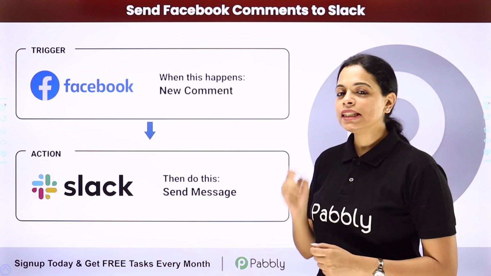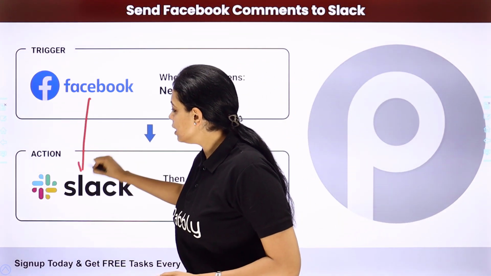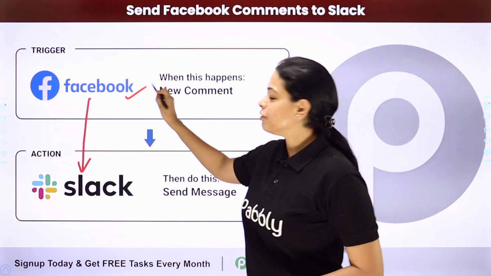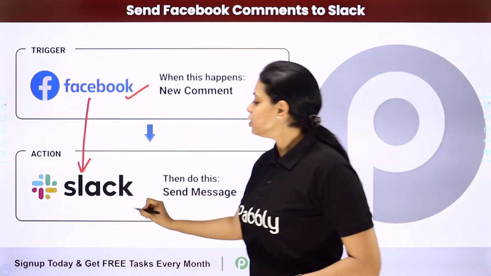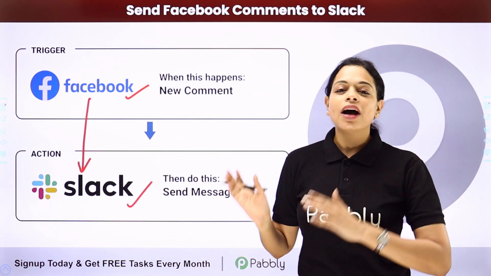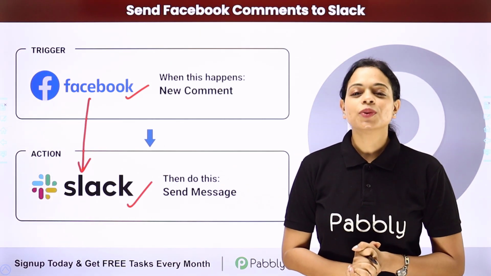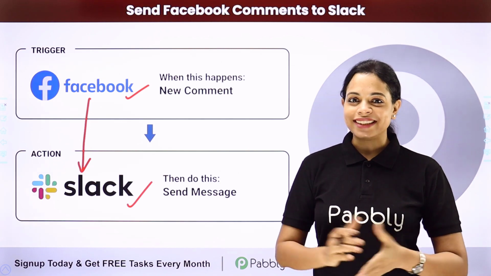For this, I'll have to integrate Facebook with Slack, and the same thing can be done using Pabbly Connect. So here my trigger application will be Facebook comments and my action application will be Slack. Now, how can you do this yourself? Integrate and automate this entire process. To understand that, let me take you to my screen.